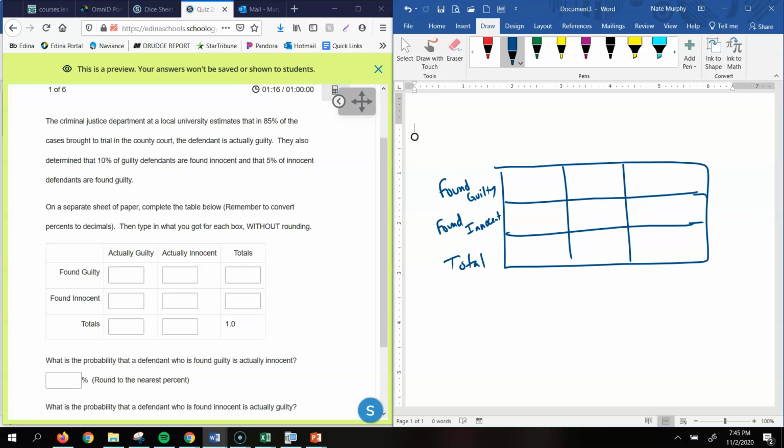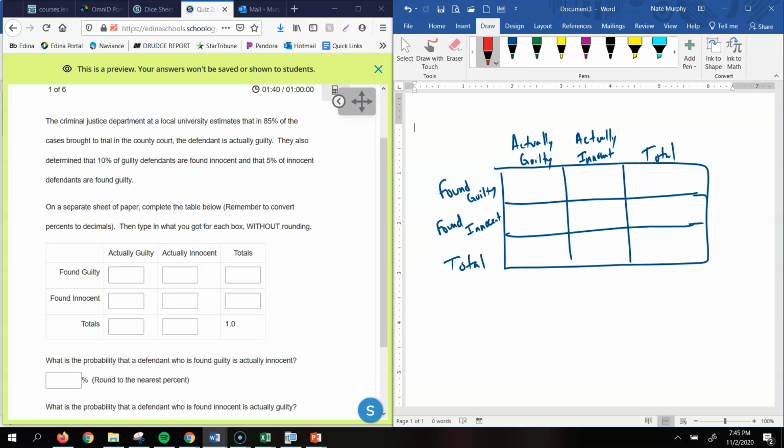The top side is what actually happened. And so you have people that go to court that are actually guilty. They did whatever they're being accused of. And then we have people that are actually innocent, or not guilty. So people that go into court and they did not commit the crime that they're being accused of.